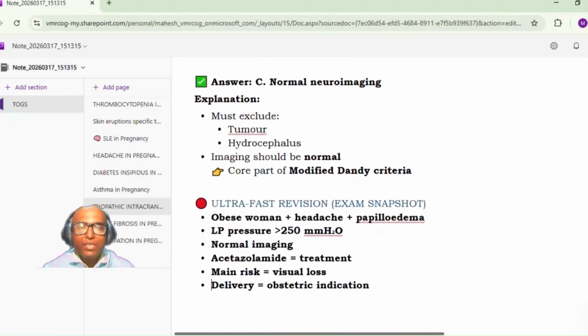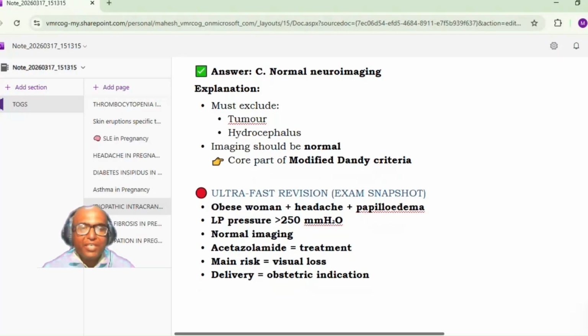So the take home message: obese woman plus headache plus papilloedema, lumbar puncture pressure more than 250 millimeters of water, imaging is normal. Acetazolamide is the treatment of choice. The main risk is visual loss, and delivery is for obstetric indication.